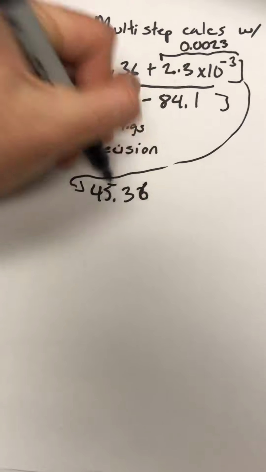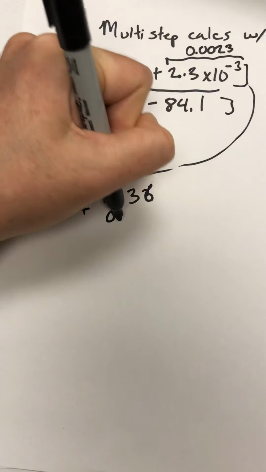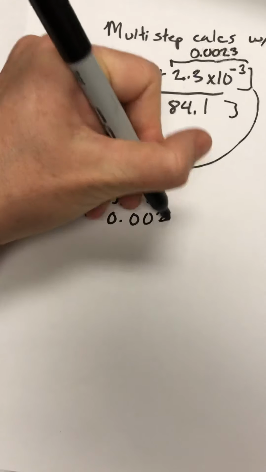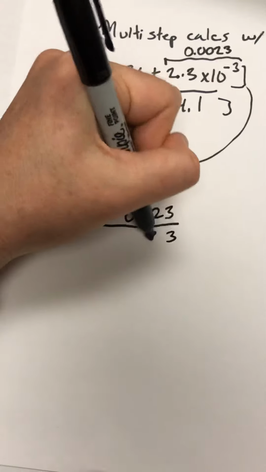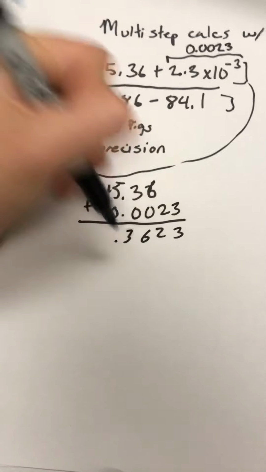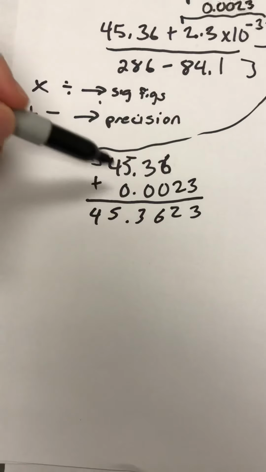Okay, so we've got 45.36, to which we're going to add 0.0023. And when you do that, you get 45.3623. And all that's dandy and good, but remember that we can only look at precision.